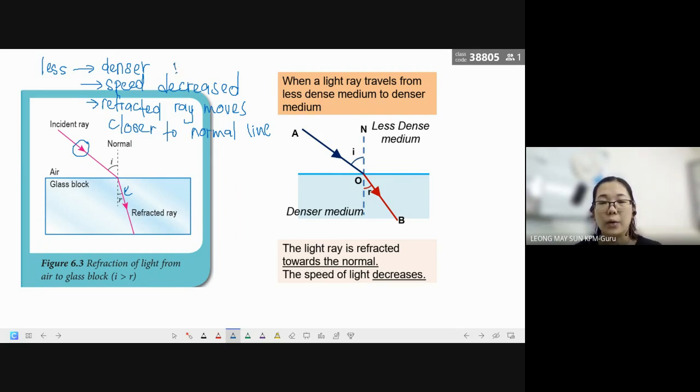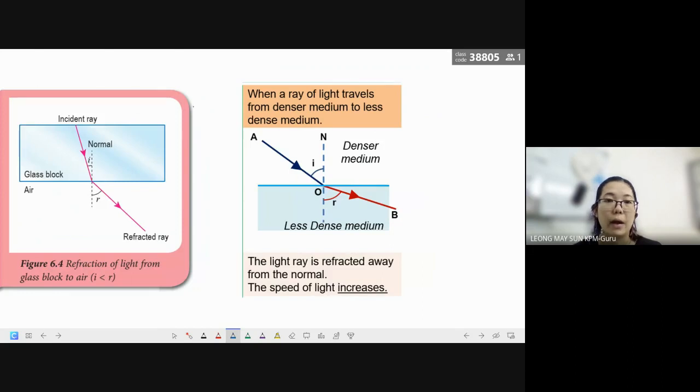Okay, next we are going to denser. The light is now moving from a denser to a less dense optical density. Again, this is not the physical density of mass over volume. Please do take note. When you're moving from denser to less dense optical density, number one, the speed, the velocity of the light wave, increases.